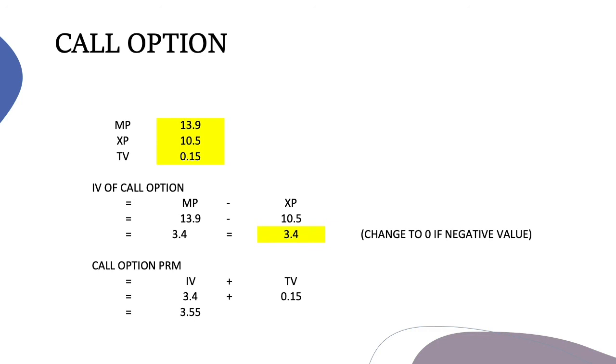So you plug the intrinsic value of the call option into the call option premium formula. Intrinsic value is equal to 3.4, time value is equal to 0.15. You sum up these two values and you get 3 ringgit and 55 cents.